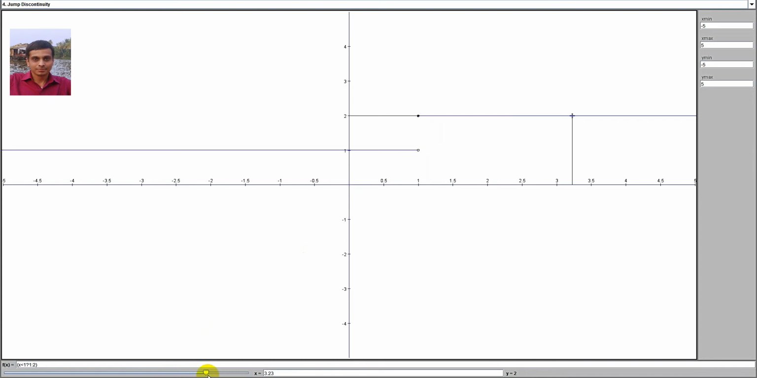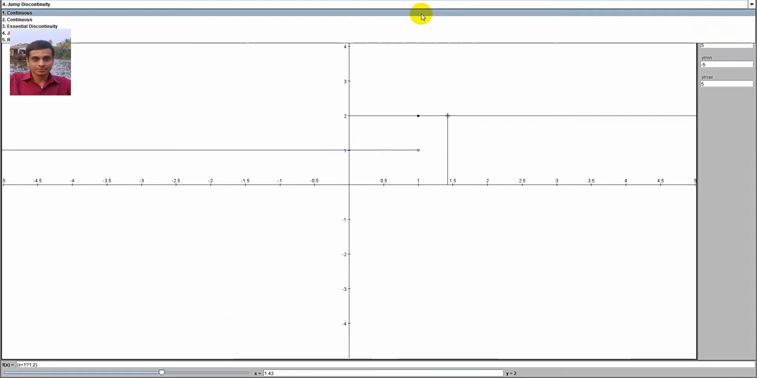This type of discontinuity can be called jump discontinuity because there is a jump. You can see at point 1 there is a sudden change, there is a jump, there is a step up in the graph. So this is another example of jump discontinuity.